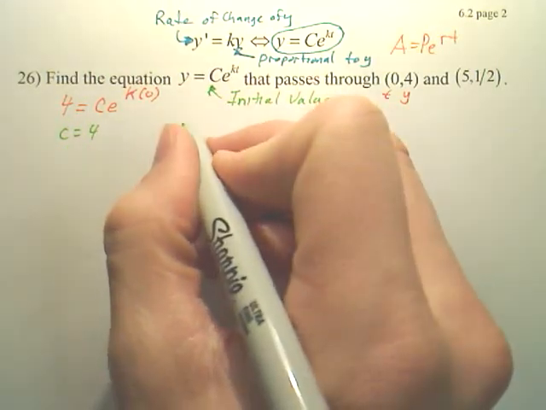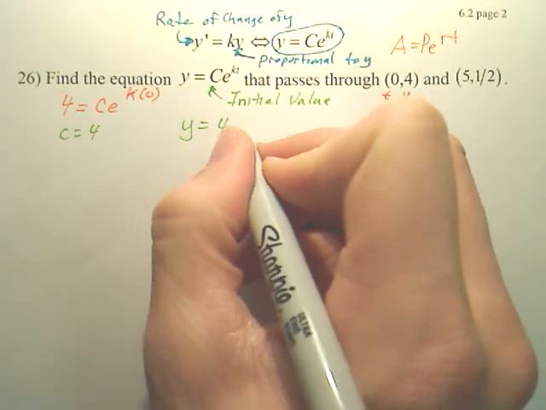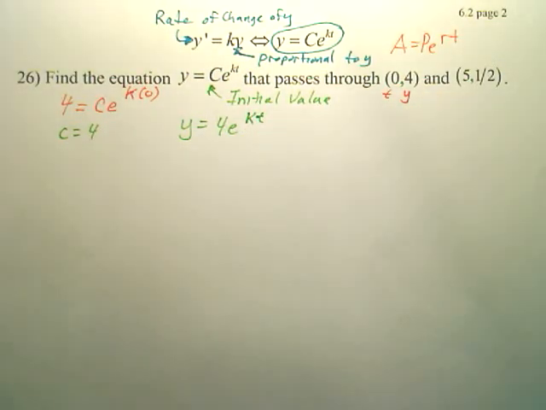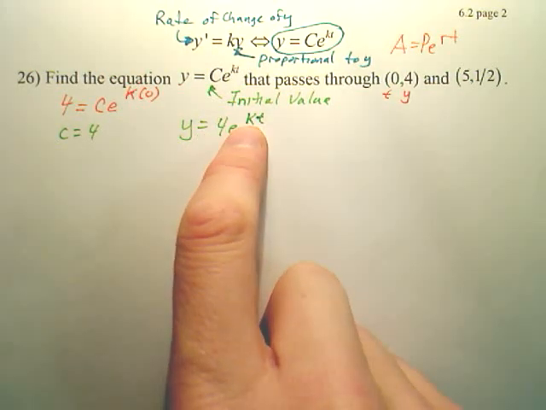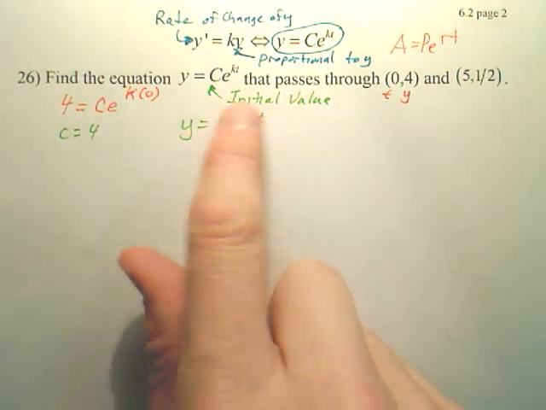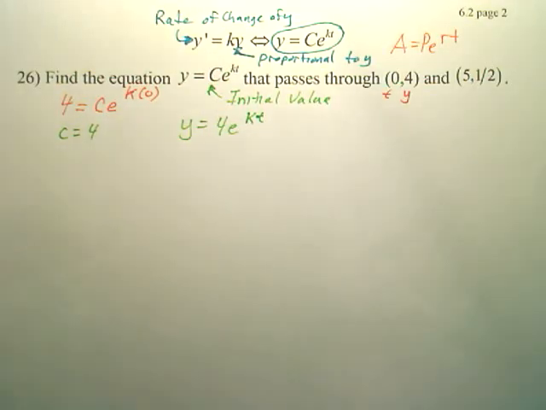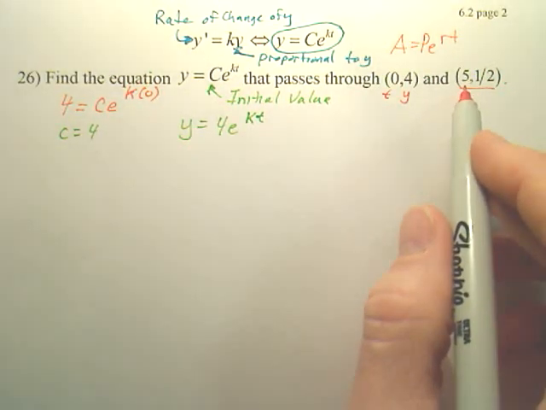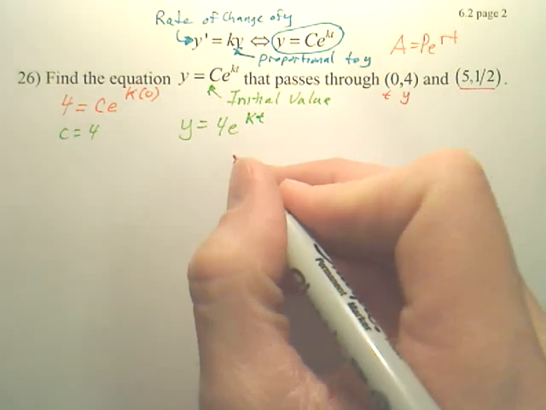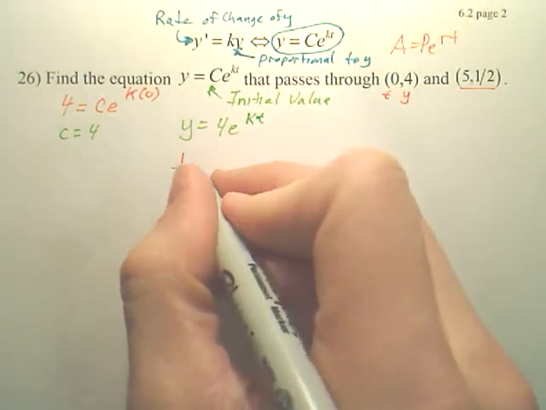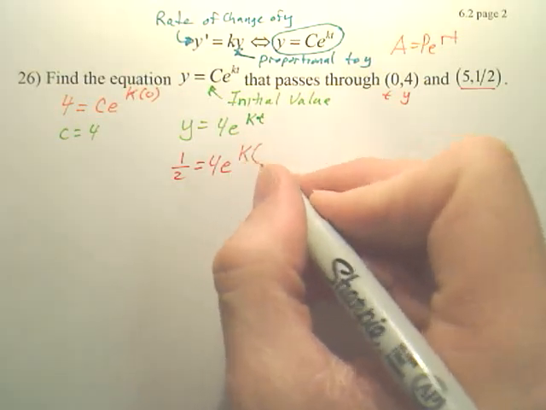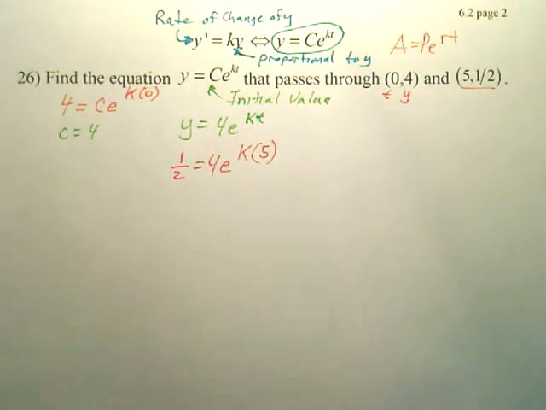So what I now have is the equation y equals 4e to the kt. Now I'm close to having a function. I need to now find k somehow, and then I'll have a function in the proper form we're looking for. And here's how you find k. You simply take this equation, plug it in. So we have 5 is our t, and 1/2 is our y. So this is 1/2 equals 4 e to the k, and t is 5.